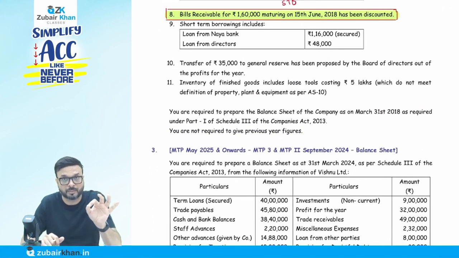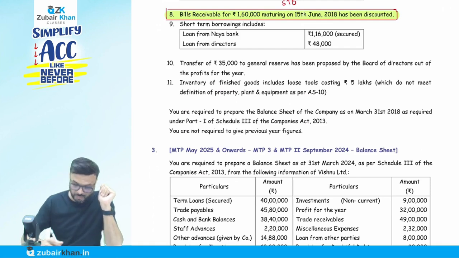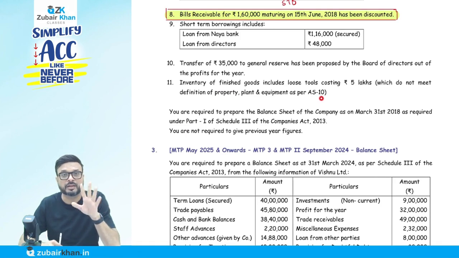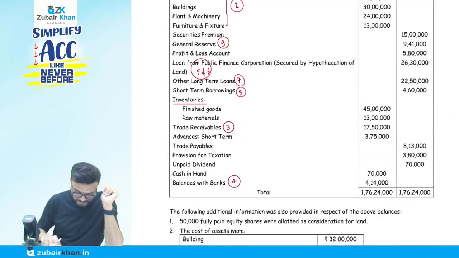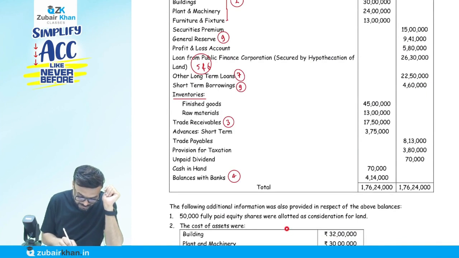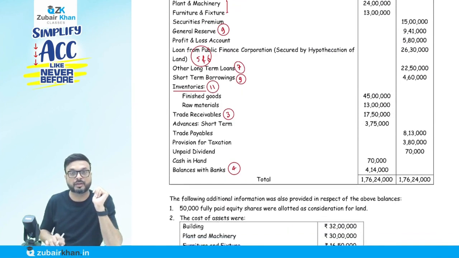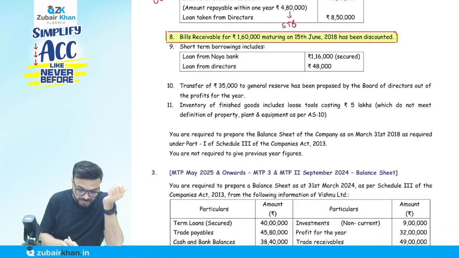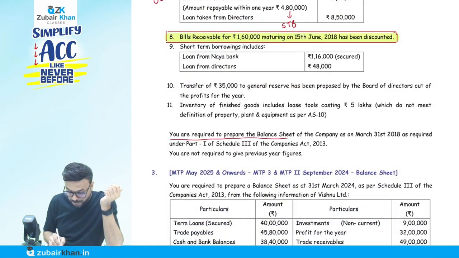Now inventory of finished goods includes loose tools costing rupees 5 lakh which do not meet the definition of property, plant and equipment as per AS 10. Don't worry, you'll say what is AS 10, we have not yet covered it. Don't worry, I will explain it to you. Okay, point number 11 is related to inventory. You can see this inventory, point number 11.